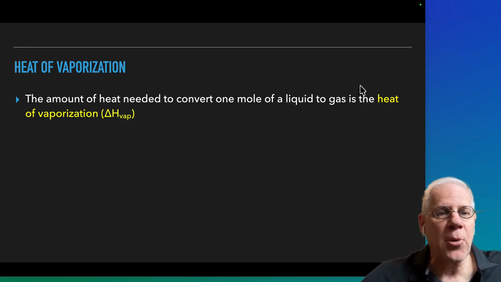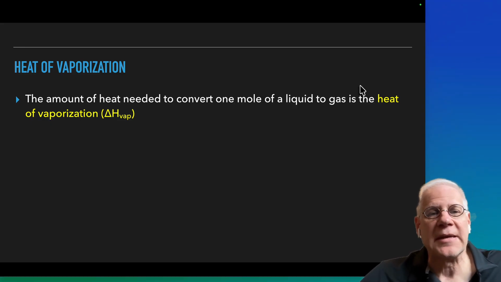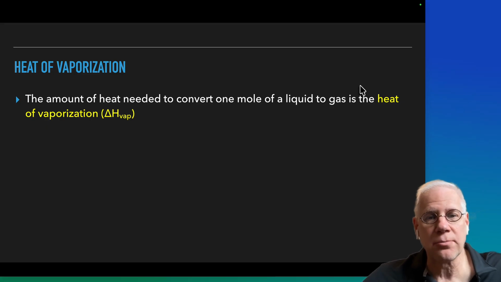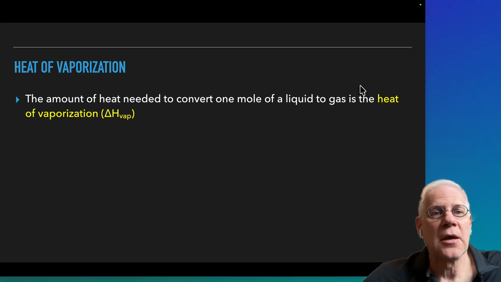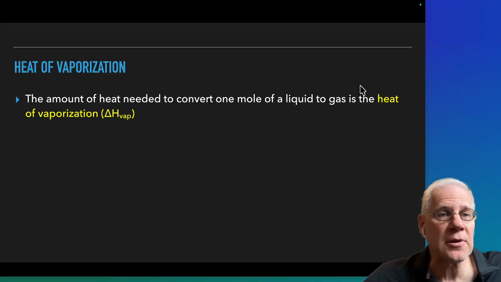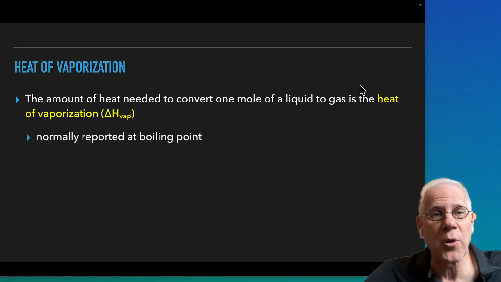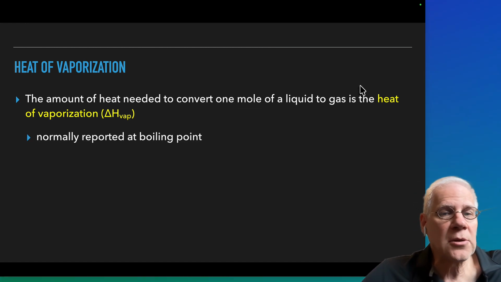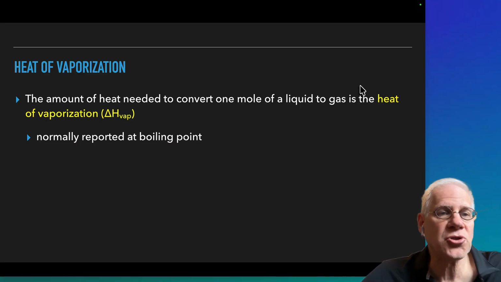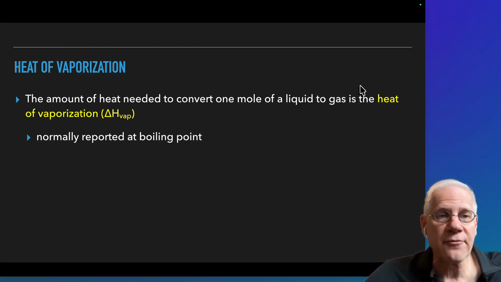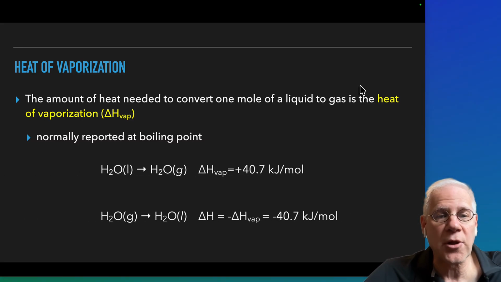So if we keep all of this in mind and we think about the amount of heat that's needed to convert 1 mole of a liquid to gas, we call that the heat of vaporization. And so we just put a little subscript label on delta H enthalpy, and it's delta H vap. The enthalpy of vaporization is also another very common way of seeing that. Normally, we would give the heat of vaporization at the boiling point, but if you change the temperature, you're going to have a different delta H of vaporization. But for normal reporting, we do report that at the boiling point.